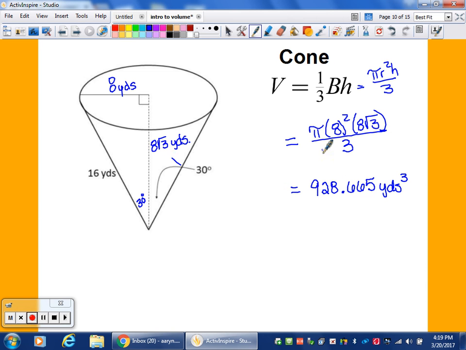Then I plug everything in. Pi times 8 squared times 8 square root of 3, all divided by 3, and that gives me 928.665 yards cubed.